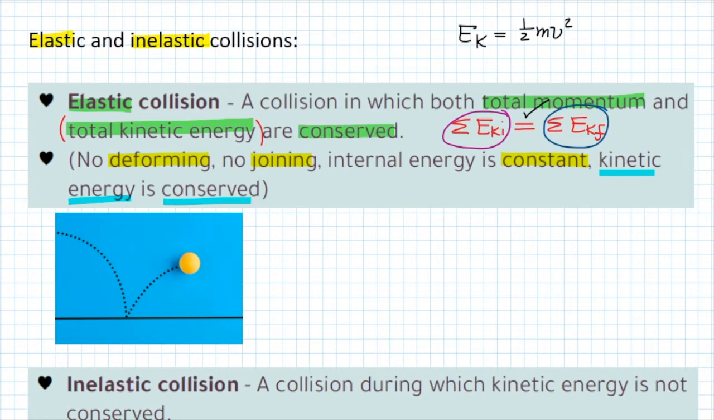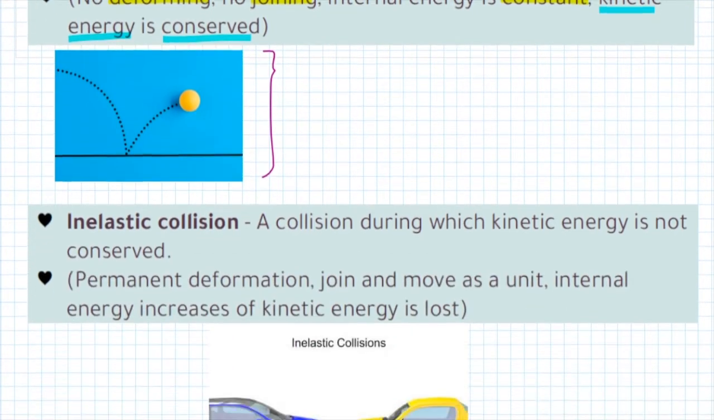The closest example to an elastic collision that we have is a bouncy ball. When a bouncy ball hits the ground, there's no permanent deformation, and normally when it's hit the ground the first time, it bounces back to almost the same height because kinetic energy is conserved. Alright, so on to inelastic collisions.